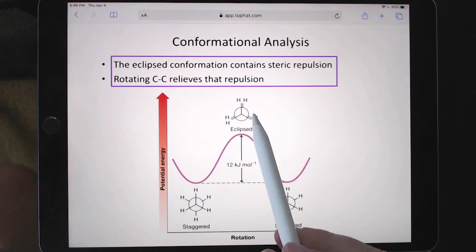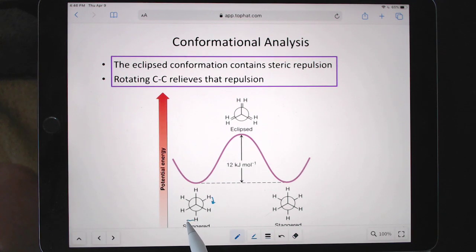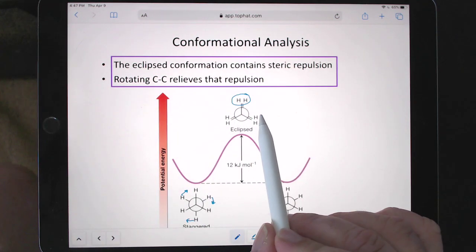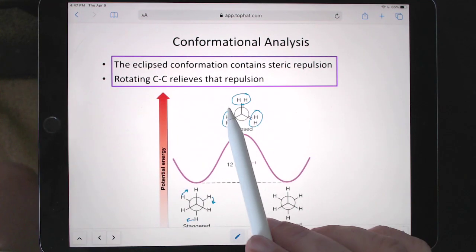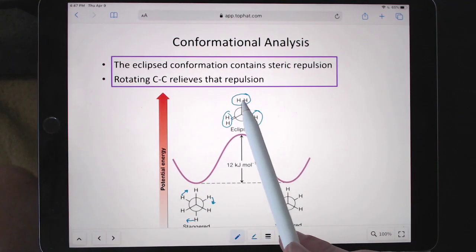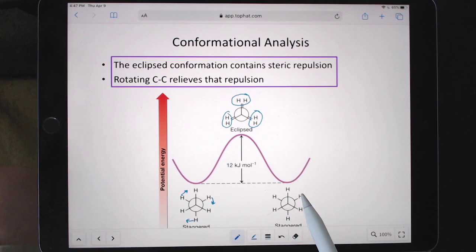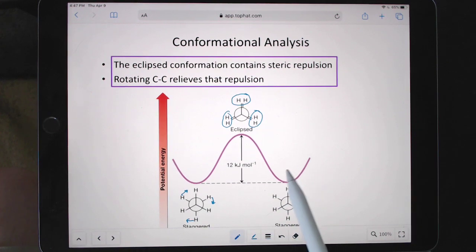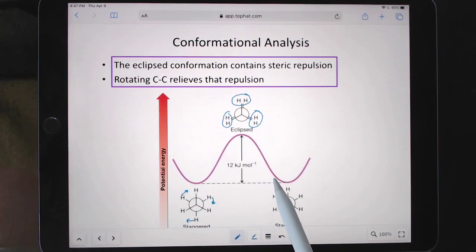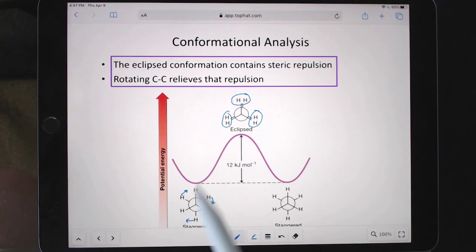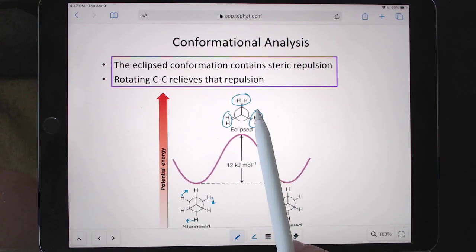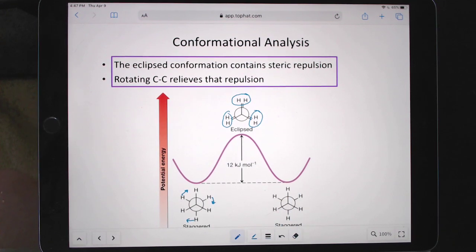As I'm rotating the back carbon around, if you rotate it 60 degrees, now they're right on top of each other, here, here, and here. The hydrogens, even though they're small, are large enough that they can feel each other, and that disrupts the structure, so it costs you energy to get into this form. You can continue to rotate to get back into the staggered form, but you have to pay a penalty. By rotating the bond, you can relieve the strain and get back into a staggered form.